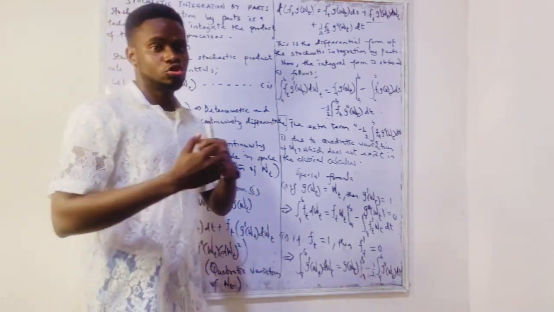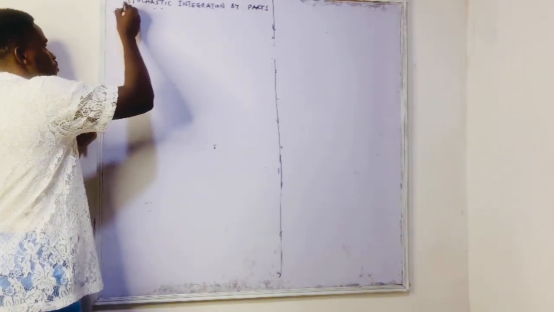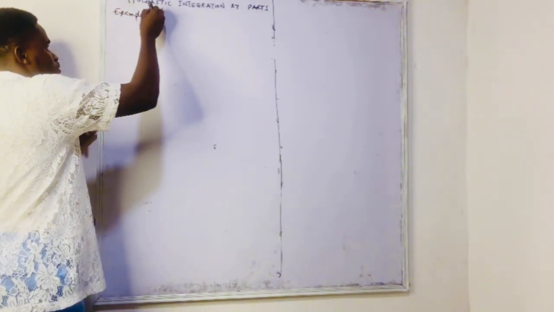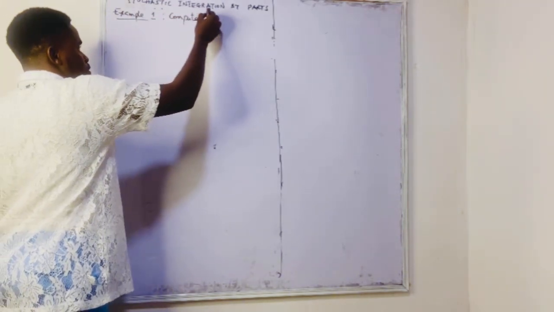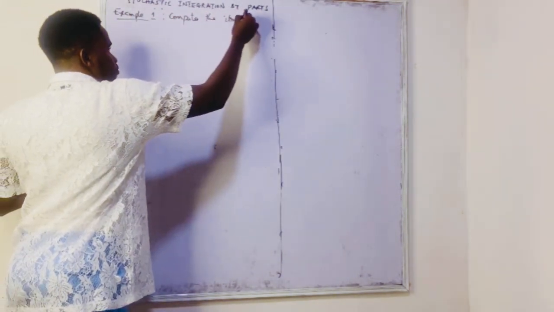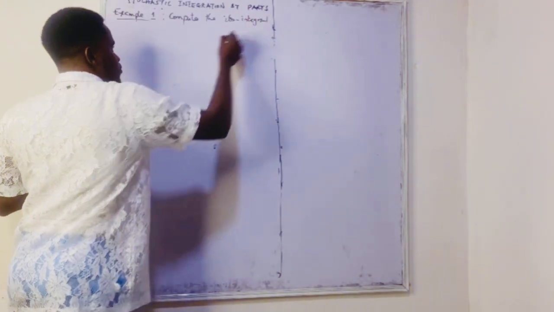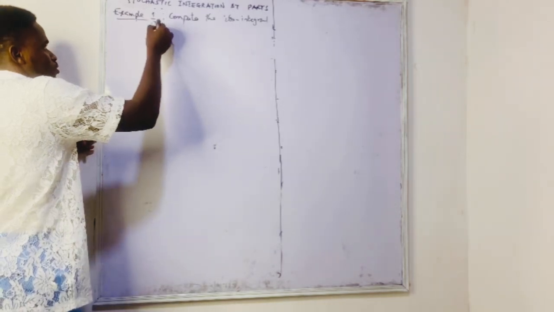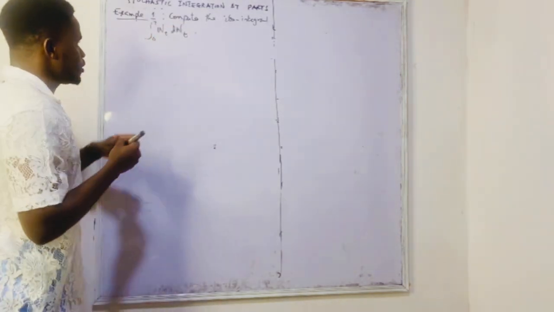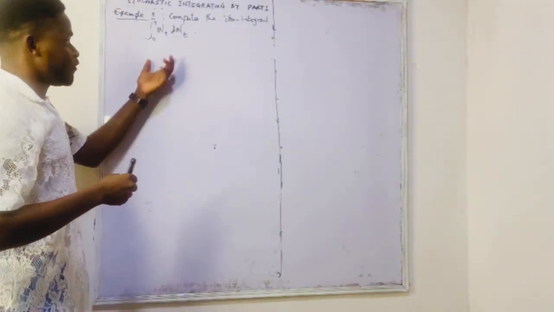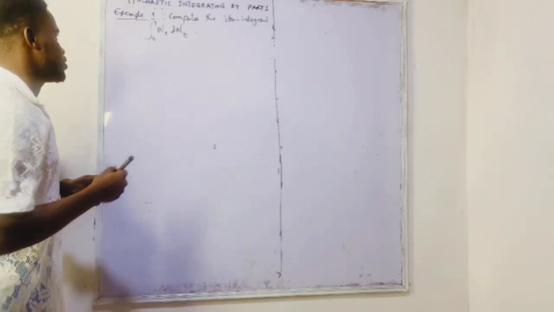So let's consider some examples. Example 1. If I ask to compute the Ito integral, so we are given this Ito integral and we are asked to evaluate it. So we can simply use stochastic integration by parts.